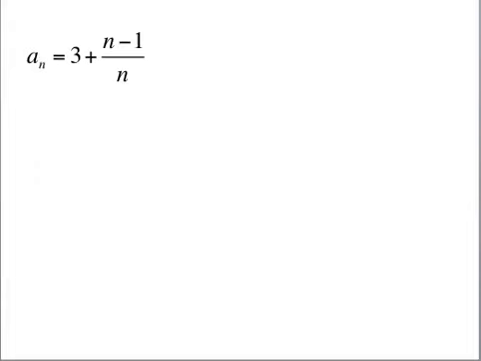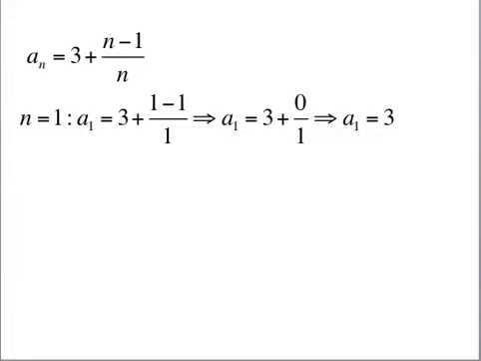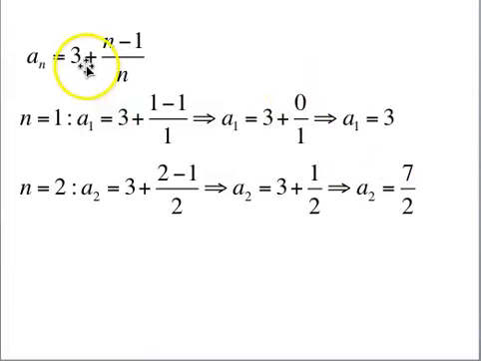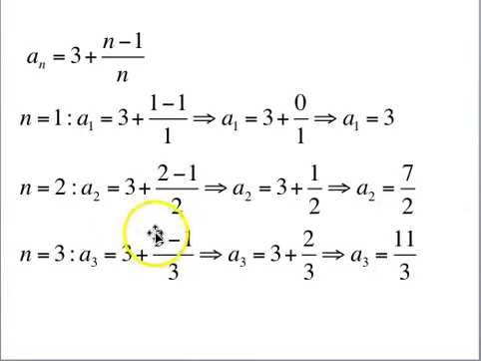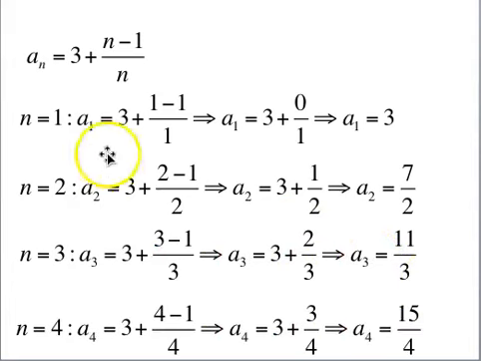We're going to look at a sequence now. We're going to say that a sub n is 3 plus n minus 1 over n. If n is 1, we get a sub 1 is 3 plus 1 minus 1 over 1, or 3 plus 0 over 1. A sub 1 is 3. If n is 2, 3 plus 2 minus 1 over 2, 3 plus a half, or 7/2. If n is 3, 3 plus 3 minus 1 over 3, 3 plus 2/3, 11/3. If n is 4, 3 plus 4 minus 1 over 4, 3 plus 3/4, or 15/4. So we've written down the first 4 terms of this sequence.